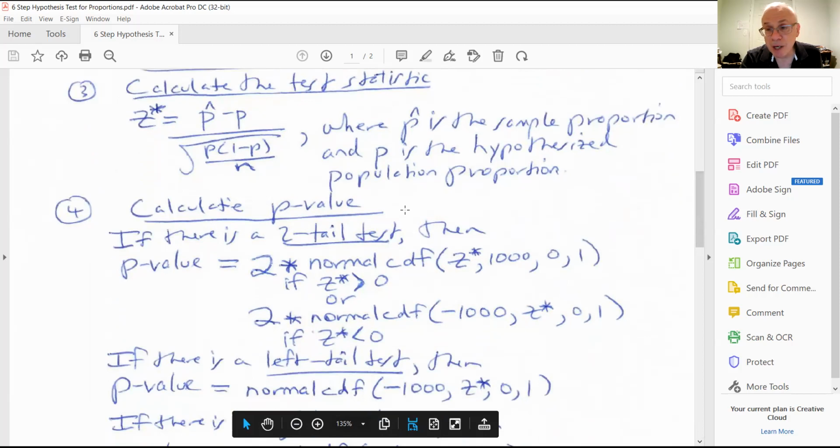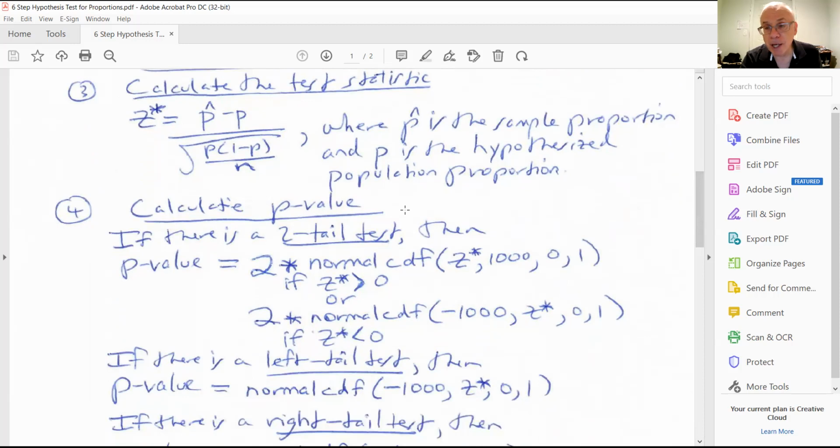Now in chapter 5, we did this with normal CDF. I showed you how to do it. The only difference here is that we have the full formula for our test statistic. Everything else is the same. That's in chapter 5. So in here, we calculate our p-value. So again, we have the 3 types of tests: two-tailed test, left-tailed test, right-tailed test.